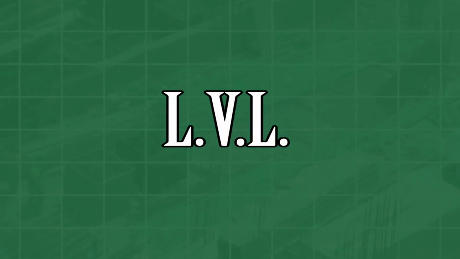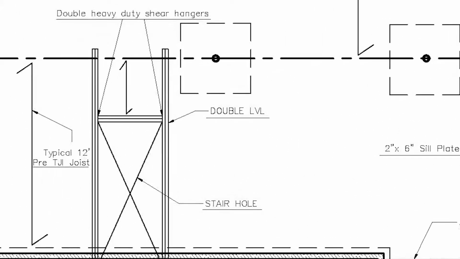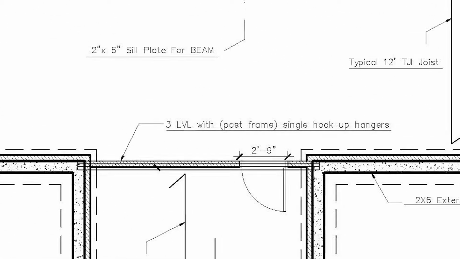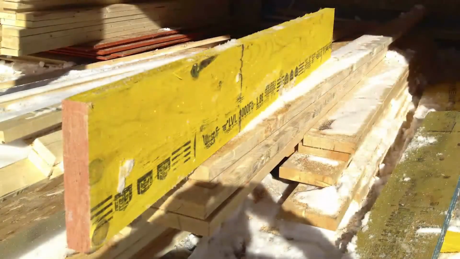LVL. In this plan, there are a few examples of LVL, laminated veneer lumber. They provide additional support in weakened areas, acting as support beams. These beams support the vertical loads and have joists constructed into them.